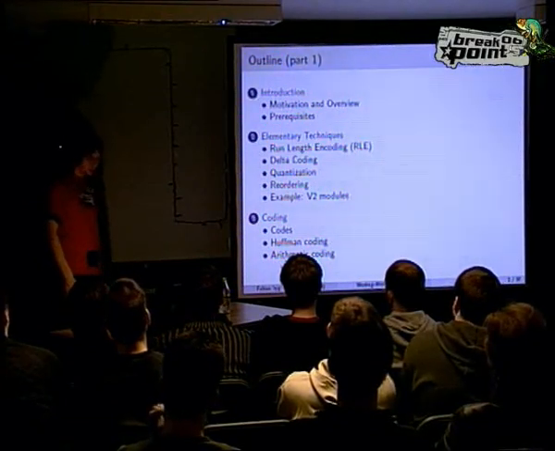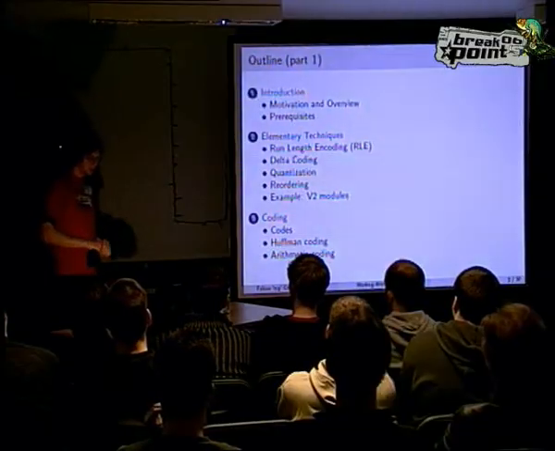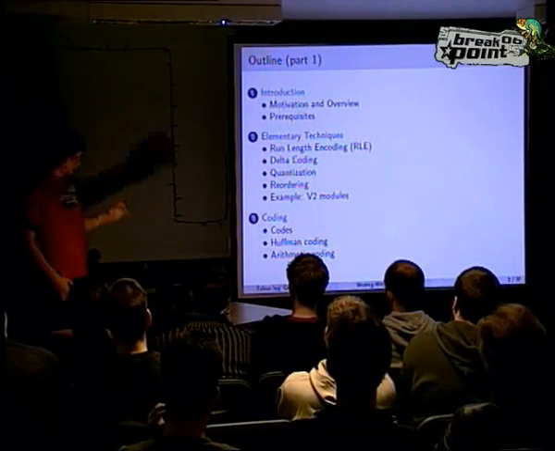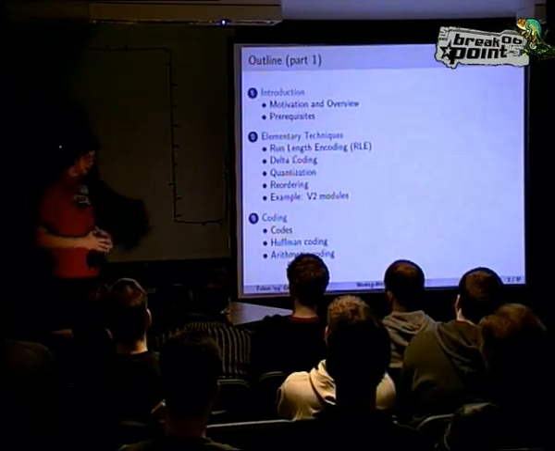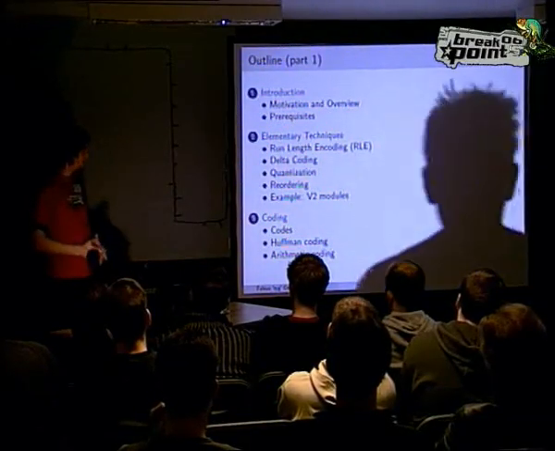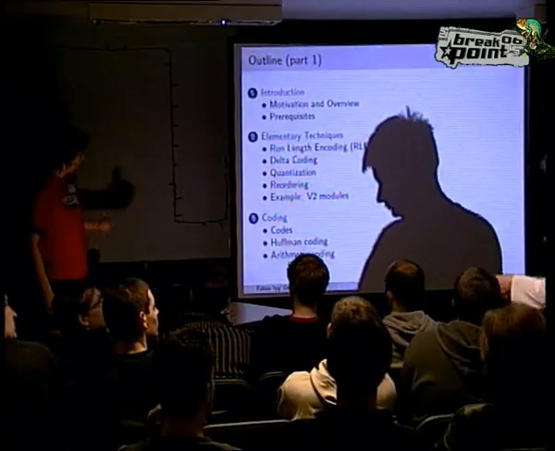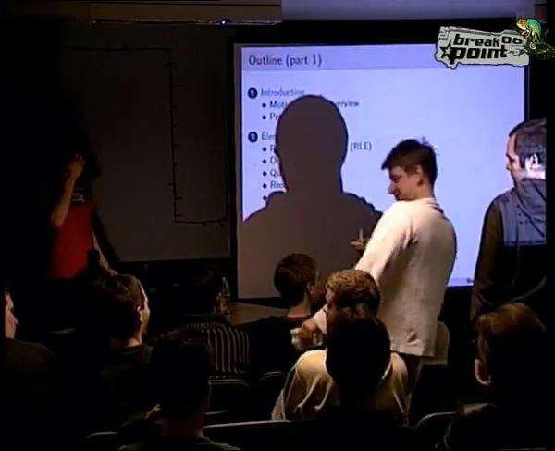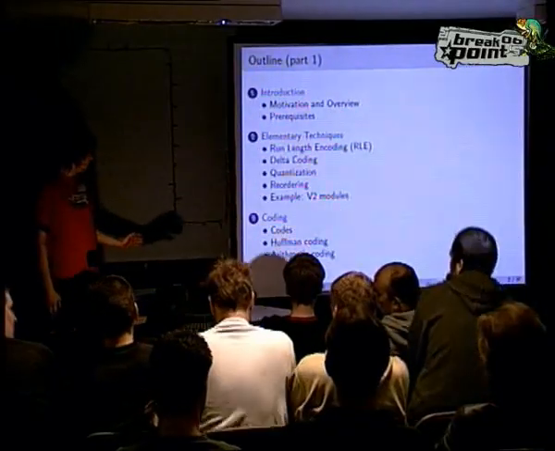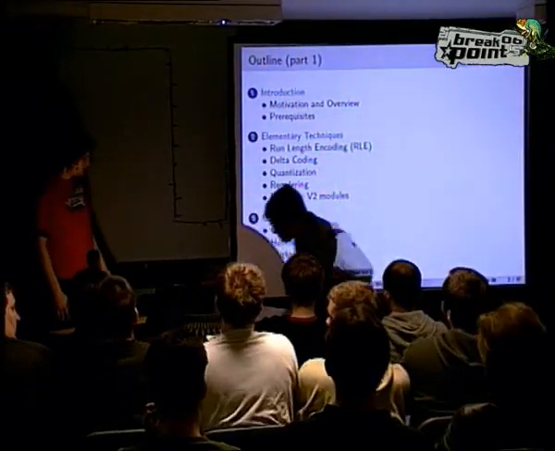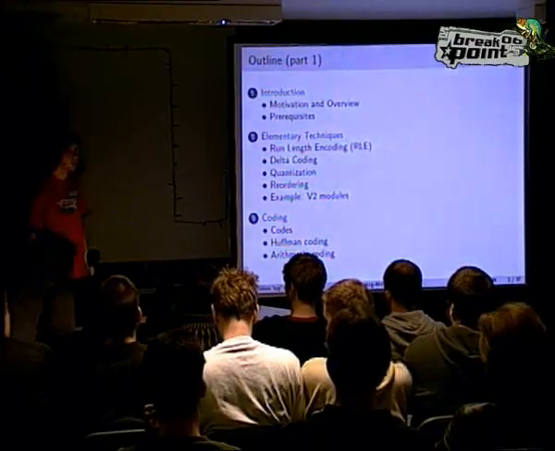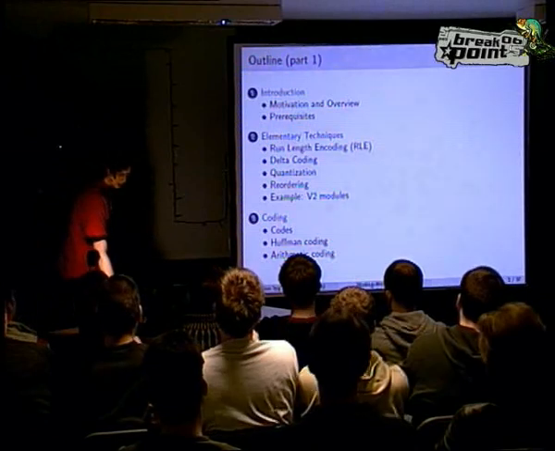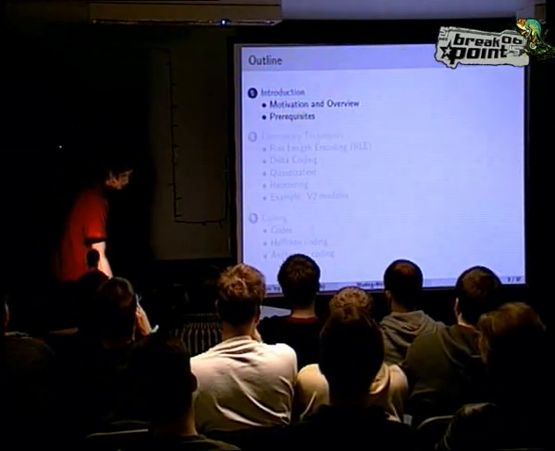I'll first do a small introduction, then I'll talk about some elementary techniques for compression, which you've probably heard about, and then we'll look in this section at a small example of how even with very simple techniques you can get very decent improvements in the compression rate. And for the last part, which is rather theoretical, we're going to look a bit into coding. We'll see what that means later. Okay, so first for the introduction.